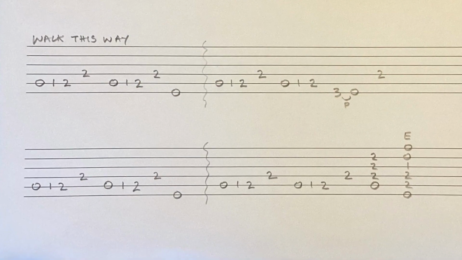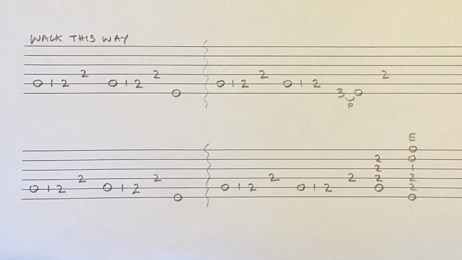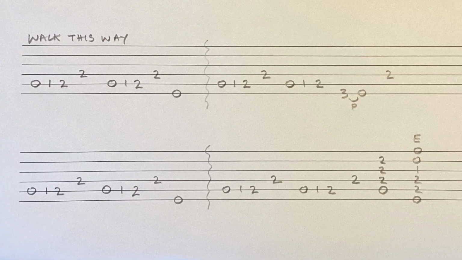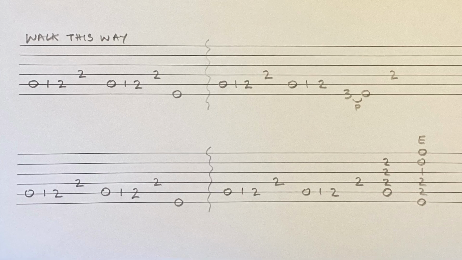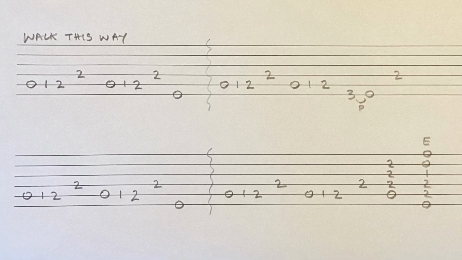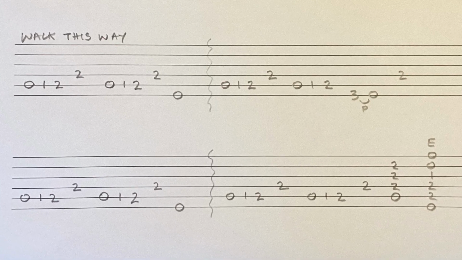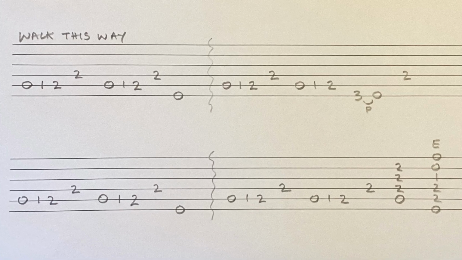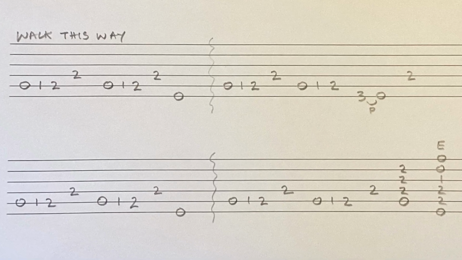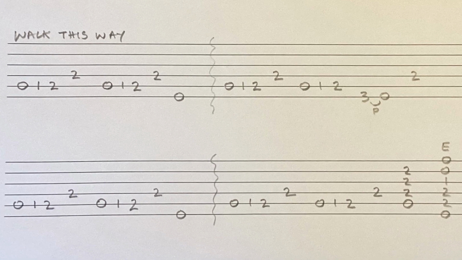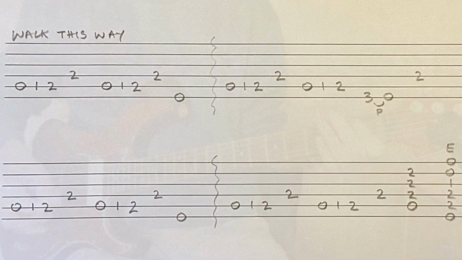Now we'll walk this way. The first and third parts are the same, slightly simplified. The second and fourth parts are slightly different, but there's a lot of repetitive patterns in it. The difficulty is we're playing hammer-ons and we've got to get a rhythmic hammer-on. This is the first time we've really been challenged to do that.